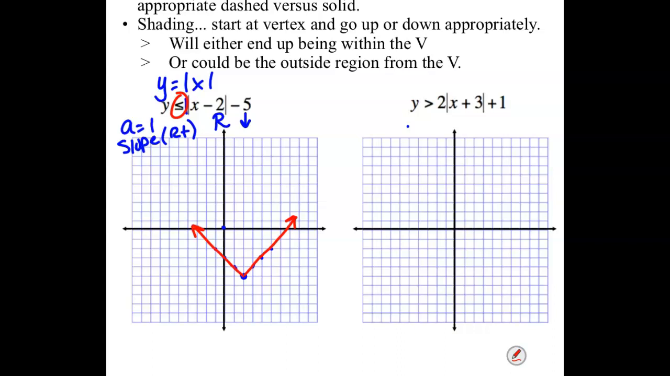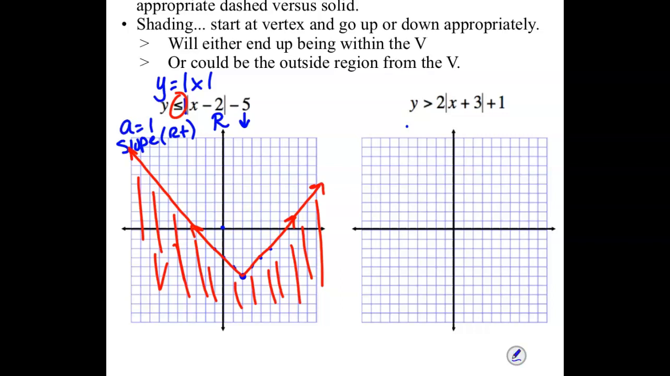And since I want y to be less than that amount, I want to be underneath my vertex, underneath the V. So I actually am going to be shading everything under here. Remember, this V keeps going, so we're actually shading all of this, everything that's underneath the V-shaped graph.